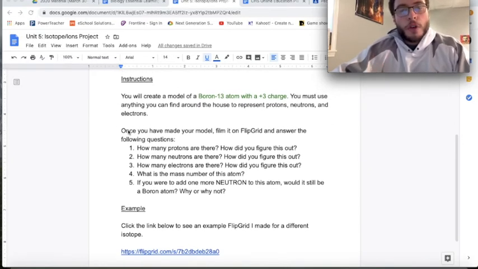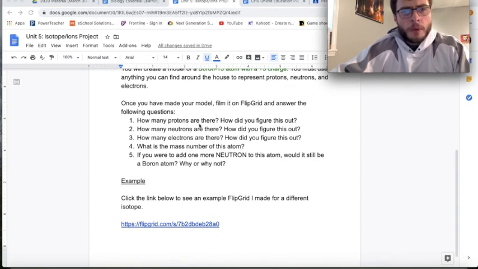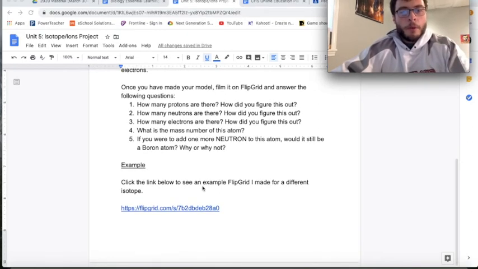Now, I want you to film the model that you made, and I want you to explain it to me on the Flipgrid. And so you can answer these questions while you're doing the Flipgrid. How many protons are there? How did you figure this out? How did you know how many protons to put? How many neutrons are there? How did you figure that out? How many electrons are there? How did you figure this out? What is the mass number of this atom? And if you were to add one more neutron to this atom, would it still be a boron atom? Why or why not?